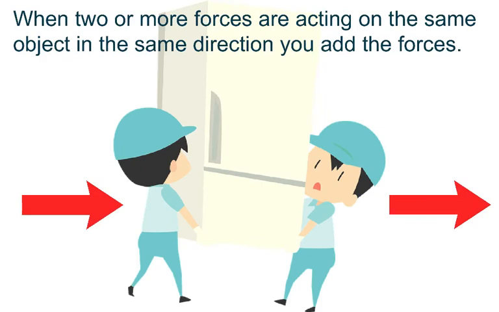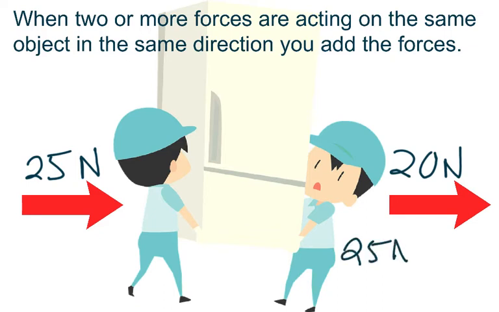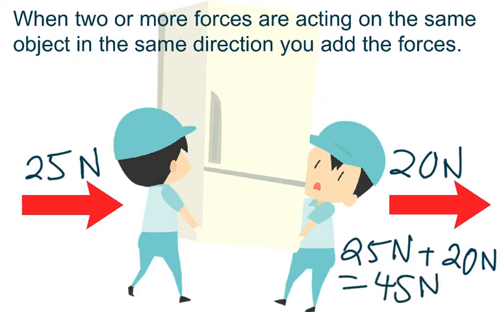How do we calculate net force? Well, when two or more forces are acting on the same object in the same direction, you add the forces. For example, if I have one mover moving a giant refrigerator 25 newtons to the right, and the other mover helping out, moving 20 newtons, because moving backwards is sometimes a little less. You would add the two forces. Again, they are in the same direction. So it would be 25 newtons plus 20 newtons, equals 45 newtons to the right.